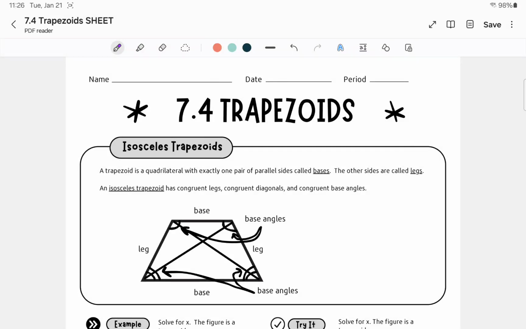Hello and welcome to lesson 7.4, trapezoids. If you can, grab 3 different colored highlighters and let's get started.